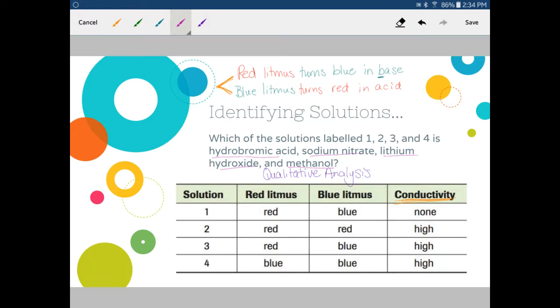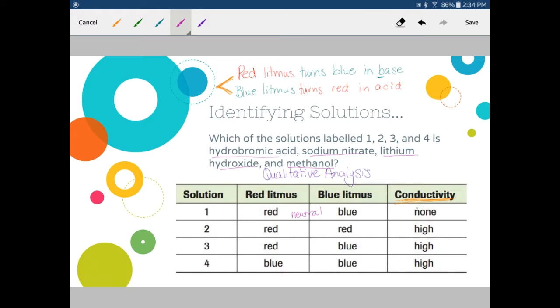a molecular solution. So when I take a look at my first solution, solution number 1, I see that red litmus paper stayed red, blue litmus paper stayed blue. What that indicates to me is that this is a neutral solution. Okay, so this is neutral. Now, let's just jot that down.